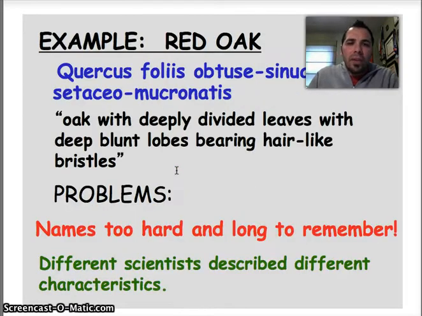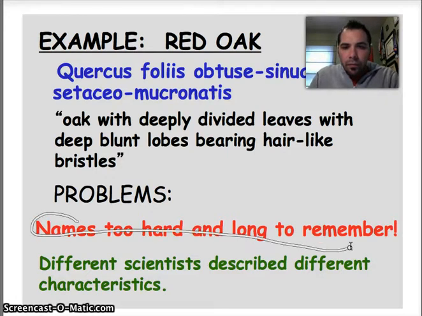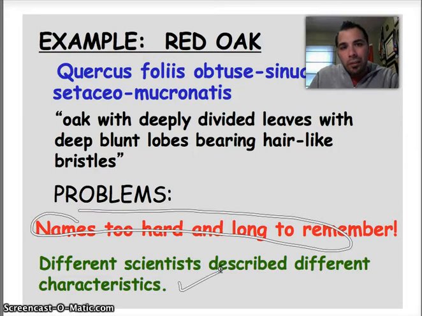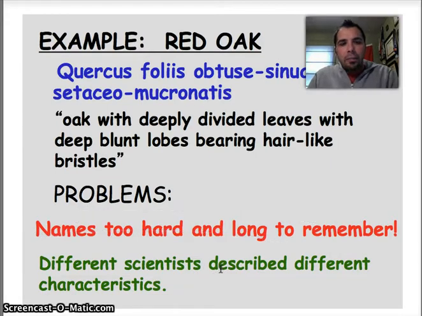Example, red oak: Quercus folius obtuse senatus cetaceo mucornitis, meaning oak with deeply divided leaves with deep blunt lobes bearing hair-like bristles. The problem is the names are too hard and too long to remember. And then also different scientists describe different characteristics. So again, this became a problem trying to name these things.